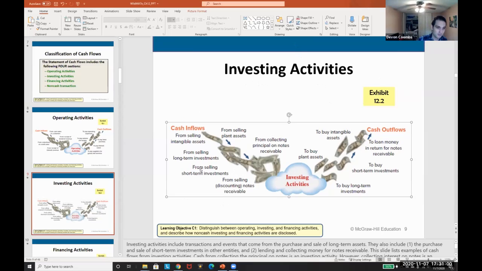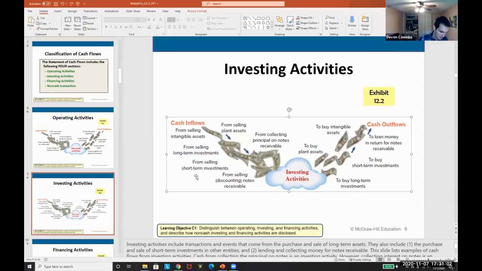There's a small exception for selling short-term investments, but most companies don't have this, and most short-term investments we're just going to consider as cash or cash equivalents because we have that 3-month exception. So I don't want you to worry about that one too much. Just think default, if it's a long-term asset, it's probably an investing activity.